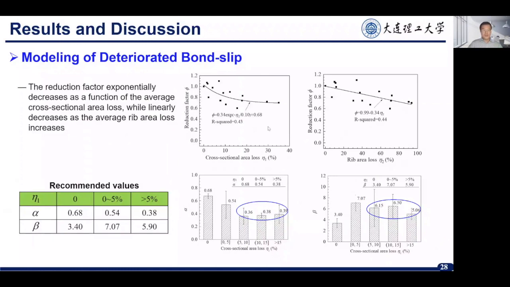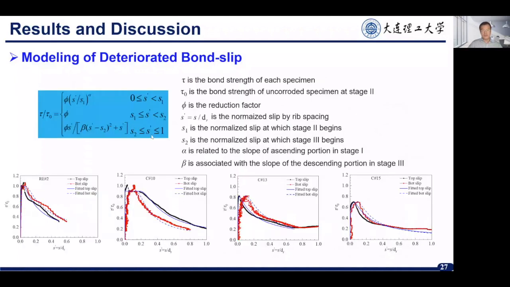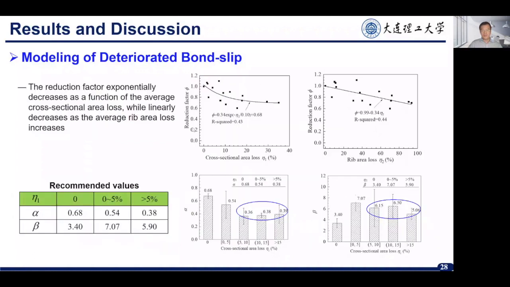And also we recommended some values for alpha and beta. These values are for uncorroded specimens, for corroded specimens with mass loss less than 5%, and for corroded specimens with mass loss greater than 5%. So these are some recommended values for this modified bond-slip model. This is actually the results and discussion.